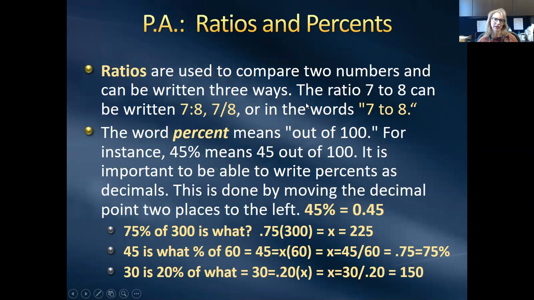We're going to talk about ratios and percents. Ratios are used to compare two numbers. They can be written three different ways. You can use a colon in between, like 7:8, or they can be written like a fraction, or it may be written in words, 7 to 8.